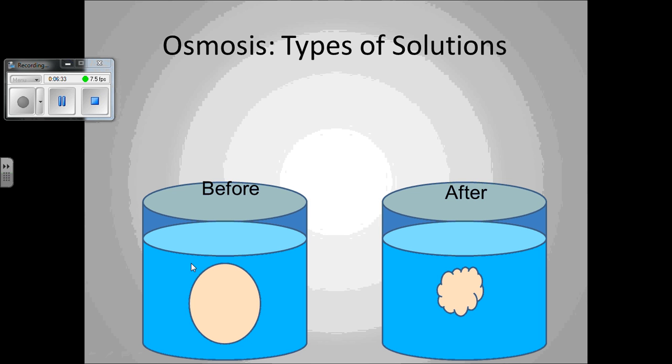So here's a before picture and here's an after picture. If you look, water actually is leaving the cell, causing it to shrink. That can be a problem because it can eventually lead to cell death. And that is the movement of water when too much water is moving in and out.